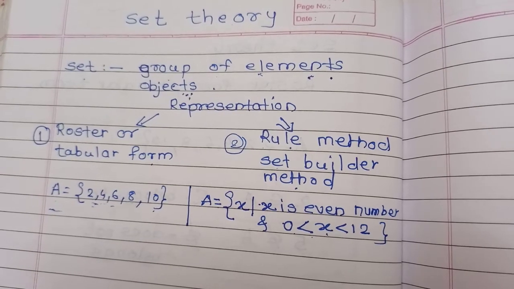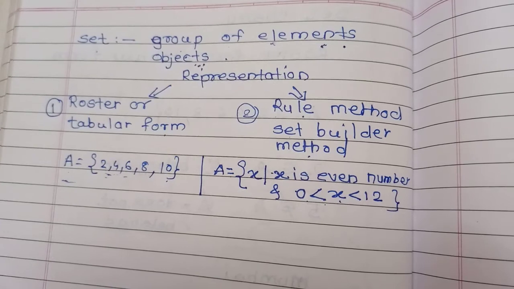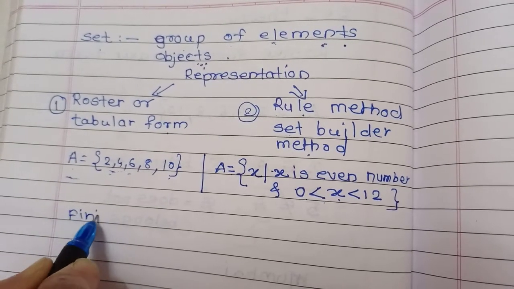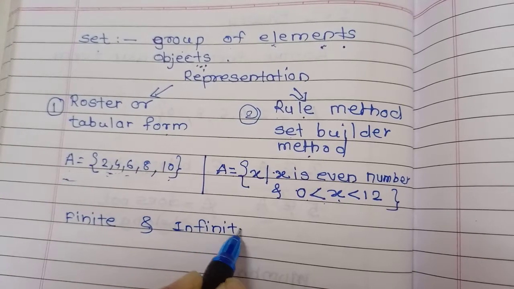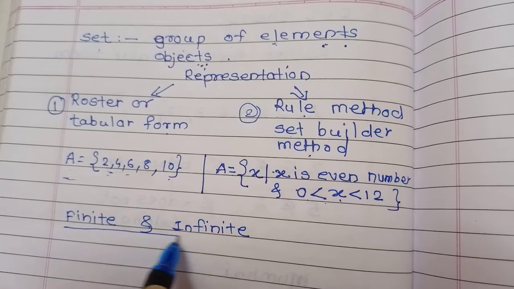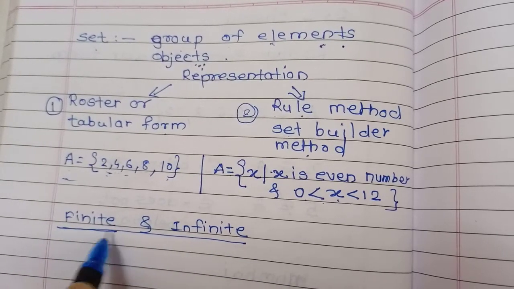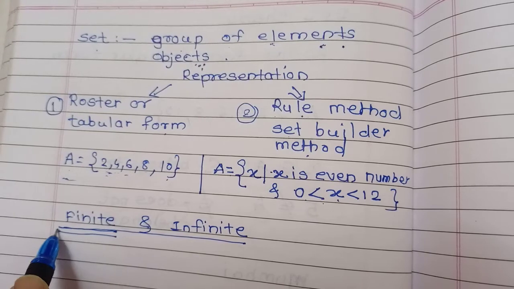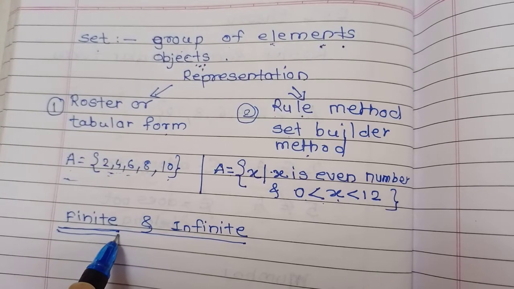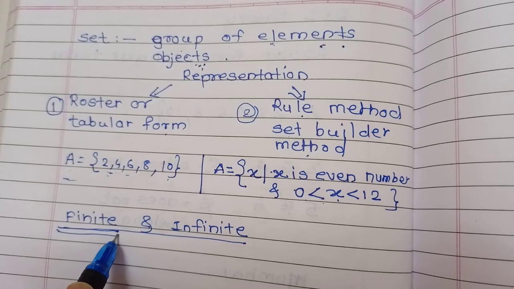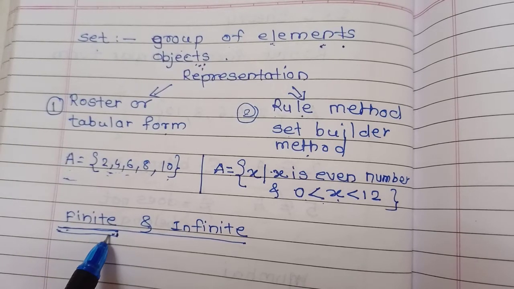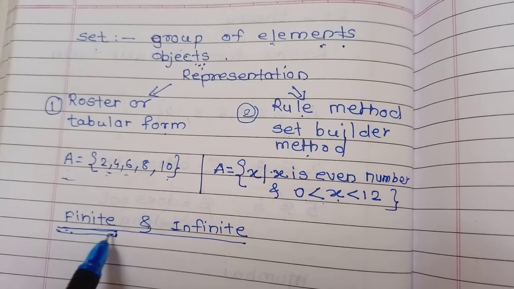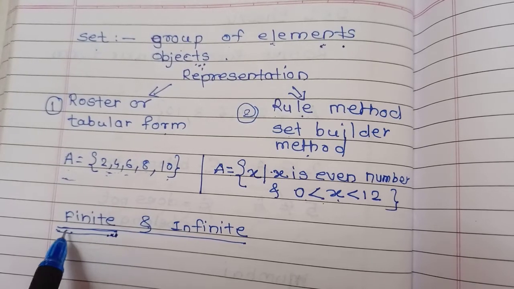Now there are various types of sets. First we will learn about finite and infinite sets. A finite set is a set in which all the elements are countable. That is, we can say directly that there are a total of 10 elements or 100 elements in a particular set. Then we can say that that particular set is finite. That is, this type depends on the number of elements in the set.